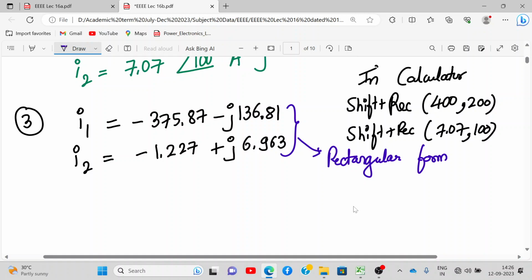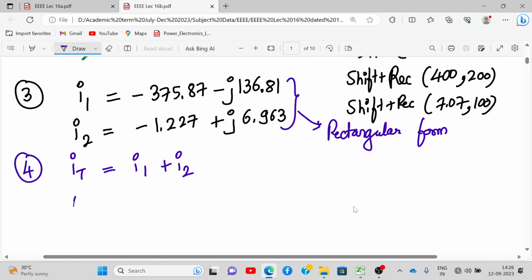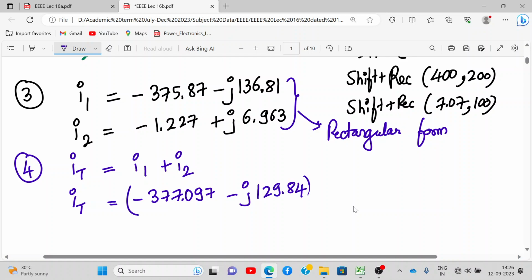Are you getting it? So now in the fourth step, what is the total current now? We need to add it, right? Can we add it now? Yes. So add it, please. Real numbers and complex numbers, you can add them, right? So add it directly in your calculator, or you can just add it like this. It will be how much? Minus 377.097 minus j 129.84. Did you get this? Amperes. So this is in rectangular form.